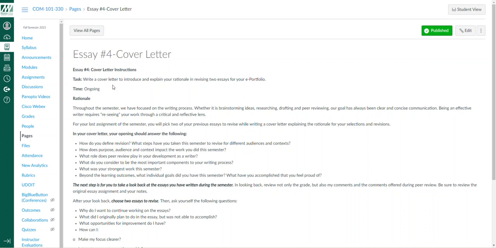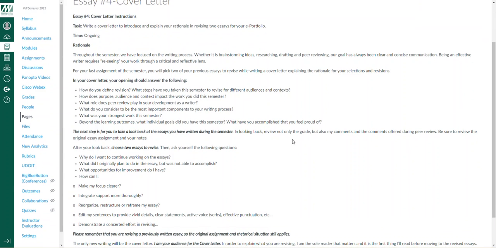So your task here is to write a cover letter to introduce and explain your rationale in revising 2 essays for your e-portfolio. So you have to revise 2 of your previously written essays. Throughout the semester, we focused on the writing process: brainstorming, researching, drafting, peer reviewing. And our goal has always been clear, concise communication. And being an effective writer requires re-seeing your work through a critical and reflective lens because we're looking back. So for your last assignment of the semester, you will pick 2 of your previous essays to revise while writing a cover letter explaining the rationale for your selections and your revisions.